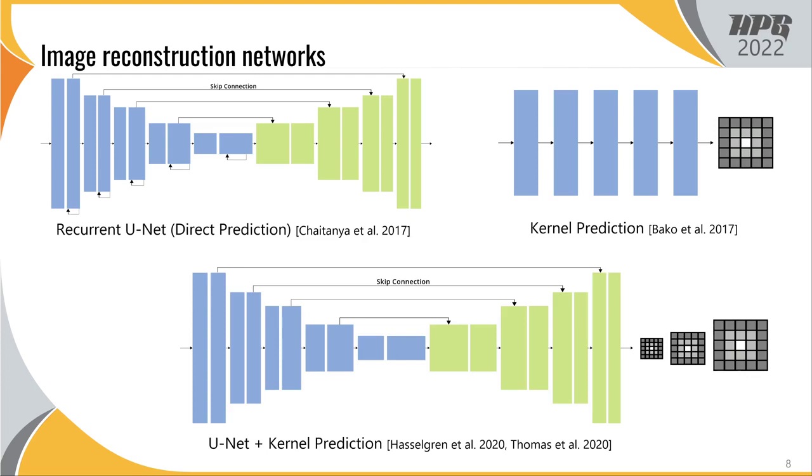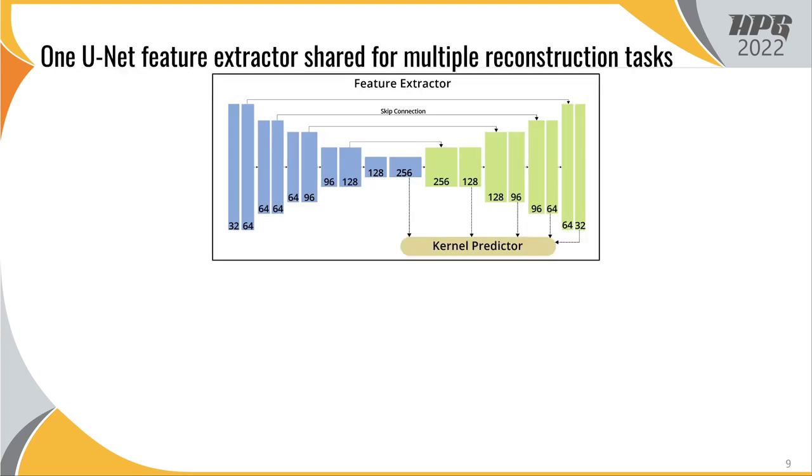Hasselgren et al. and our previous work on quantized supersampling network explored combining U-Net with kernel prediction. Here we predict hierarchical kernels that achieve a large spatial footprint with lower cost compared to predicting a single large kernel. This network is a good candidate for real-time inference. We use this network as our base design. Our U-Net feature extractor produces a shareable feature representation that is then used by the kernel predictor to generate filter weights for multiple reconstruction tasks.